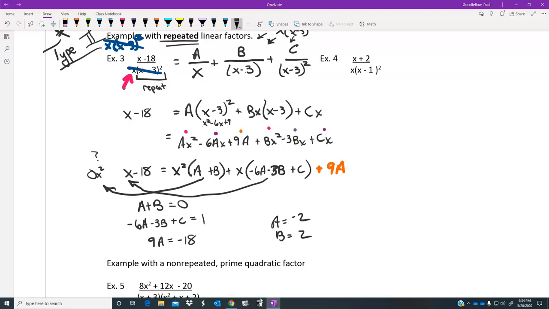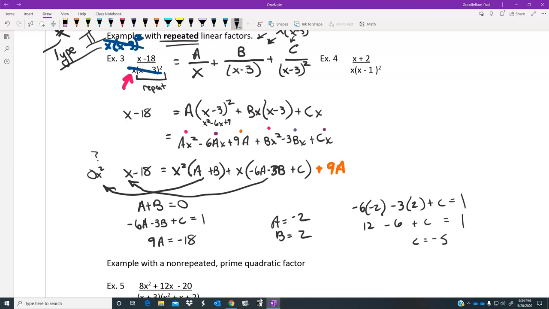And then last but not least, you'd solve for the last one, which would be negative 6 times negative 2 minus 3 times 2 plus c is equal to 1. And we'd end up getting, what, 12 minus 6 plus c is equal to 1. Well, that's 6. 6 plus what would be equal to 1? Well, c would be negative 5.